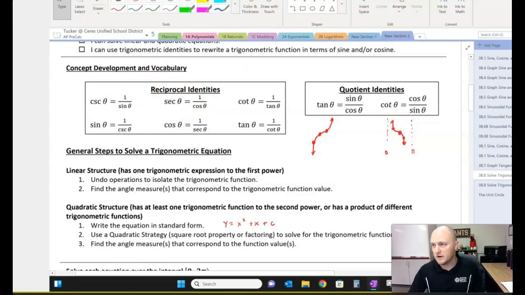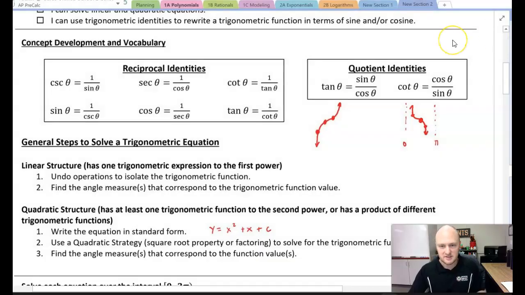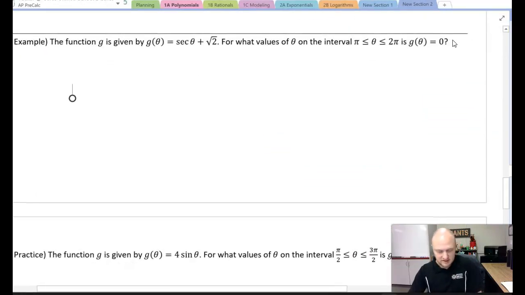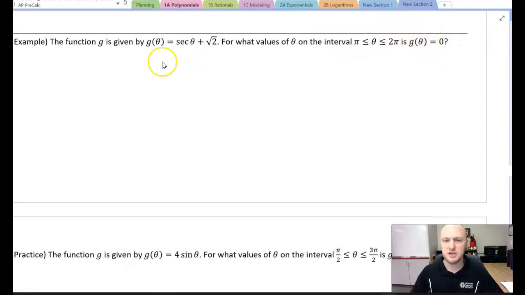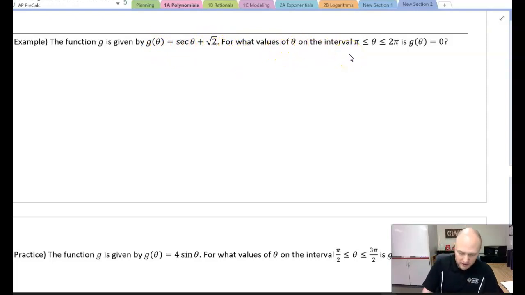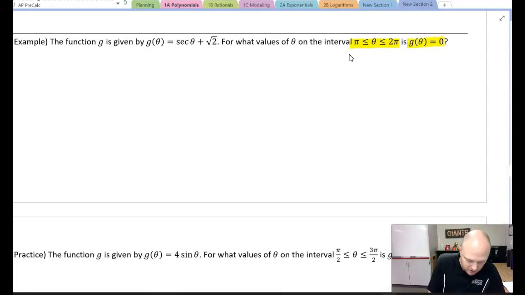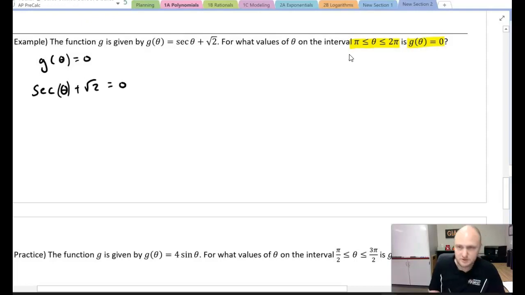So let me make this full screen, maybe you can see better. We're going to look at this example. They say here the function g is given by g of theta equals secant theta plus the square root of 2. For what values of theta on the interval pi to 2 pi inclusive is g of theta equal to 0? Okay, so they want to know where g of theta is equal to 0. So g of theta is secant theta plus the square root of 2 equal to 0.